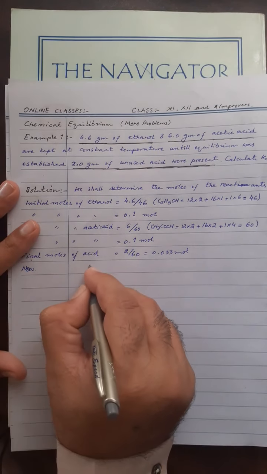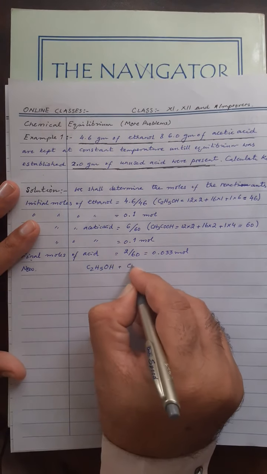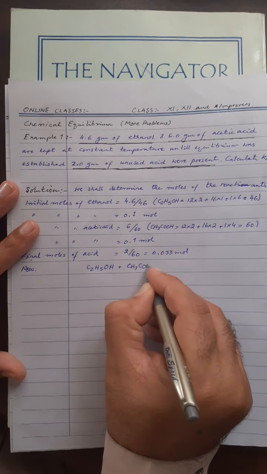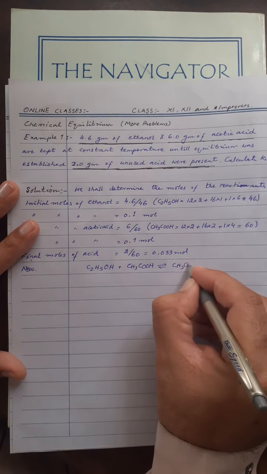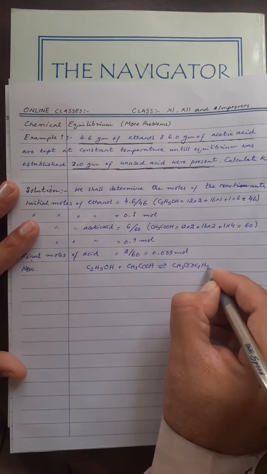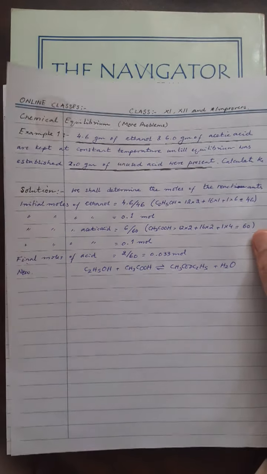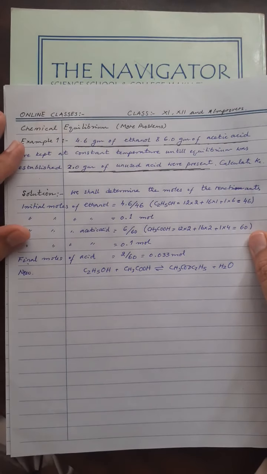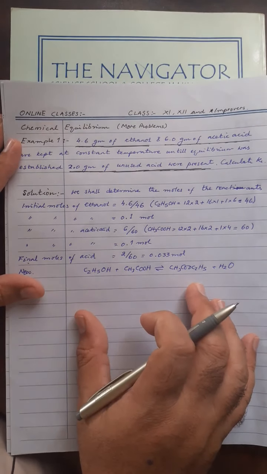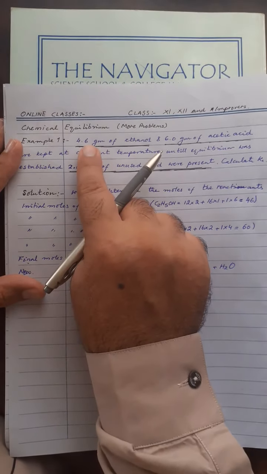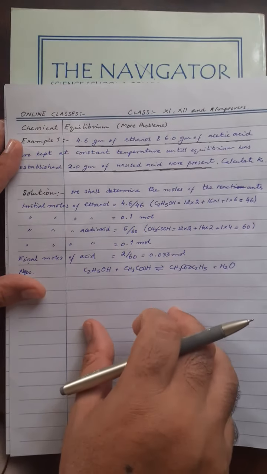Now the reaction, C2H5OH plus CH3COOH and double arrow CH3COOC2H5 and H2O. Many of you might be wondering that the assignment problems in this textbook are very, very easy. Why are the example problems so difficult? But it's not difficult. They are beginning with the grams. So grams must be converted into moles before you put them into the equation.